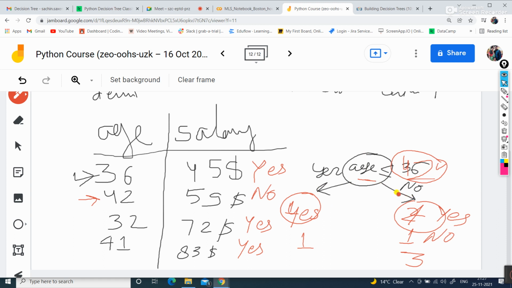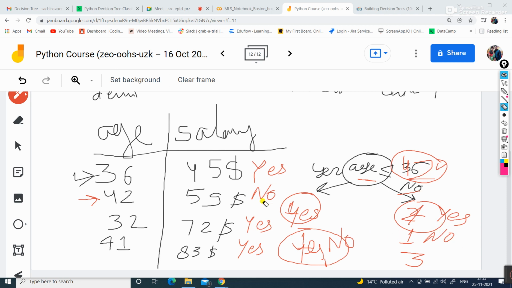I'll take the no values. I'll divide my data set again and check how many yes and how many no's I am gaining for the condition age is less than 42. On the left I get two, four, yes, and on the right two and two, two yes and two no.